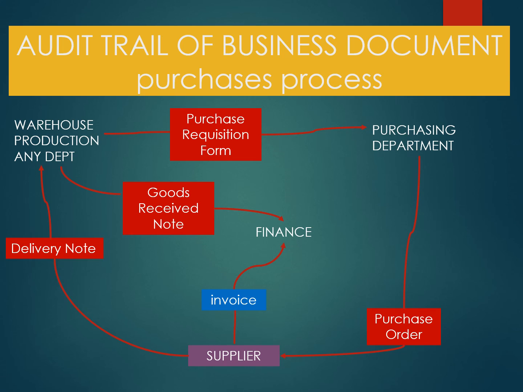Again, in the business documents, that is purchase requisition form, purchase order, goods received note, and delivery note from supplier, these do not affect the accounting records. The one which affects the accounting record is only the invoice from supplier.